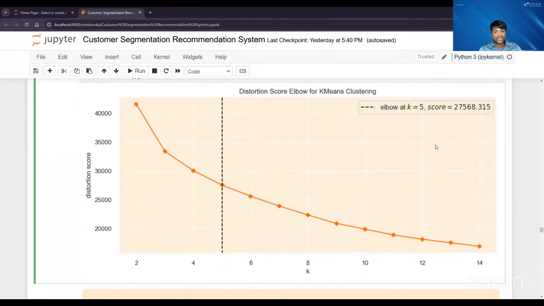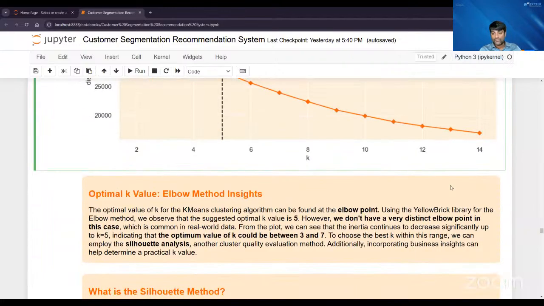Okay, as the shape of an elbow. Now, how to identify it is we have to find where the graph dips very strongly. Where it is exactly dipping is around 5 to 6, somewhere like that. So let us consider 5, and let us go with that as the optimum number of clusters.